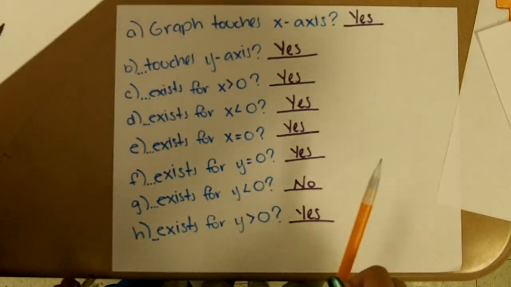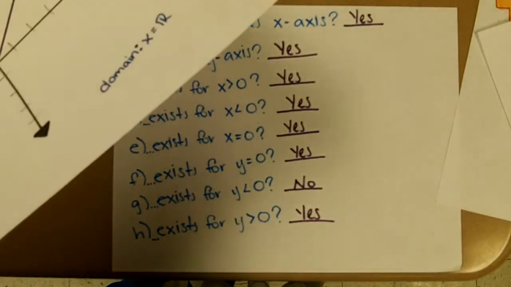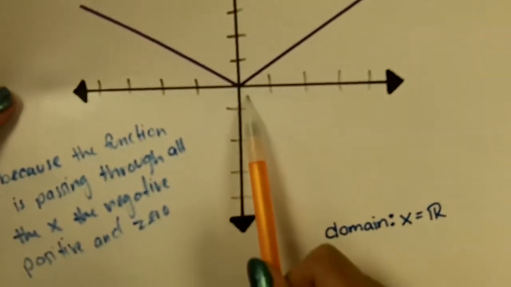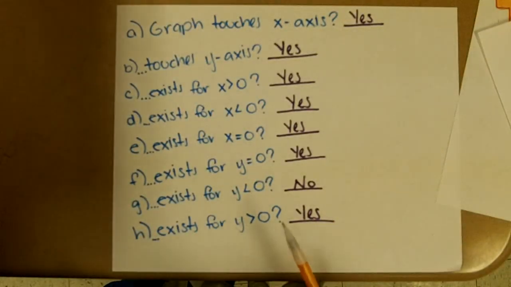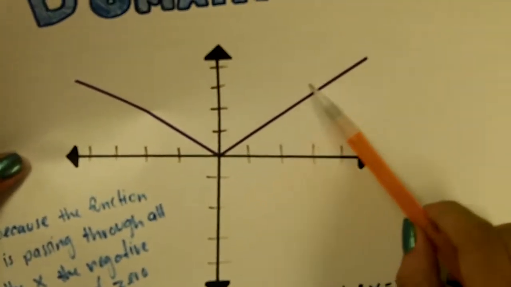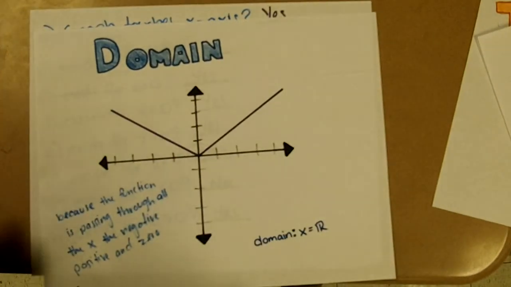Does it exist for y equals 0? Why yes, it does. Does it exist for y less than 0? No, because it's not going down. But does it exist for y greater than 0? Yes, because if you see it here, it goes up. And that's pretty much my function right there.